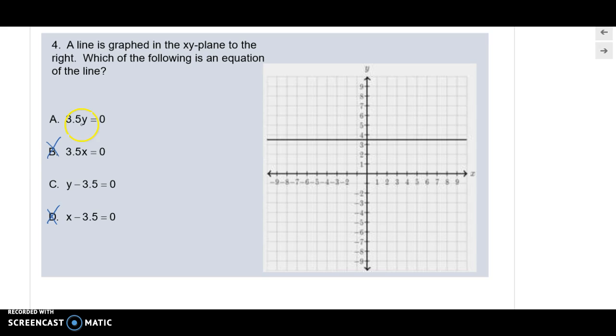So if I'm looking at my first one, if I'm trying to get y by itself, the way I would do that would be to actually divide by 3.5. Well, if I divide 0 by 3.5, I get 0. Well, y equals 0 is the x-axis, and that is not what's being graphed. So let me just double check and make sure that C is right. If I'm going to solve this, I want to bring that 3.5 over to the other side. And so I do get that y is 3.5. That's what I'm actually looking to find because I do have a y equals. So I think I got it. So C would be the correct answer.